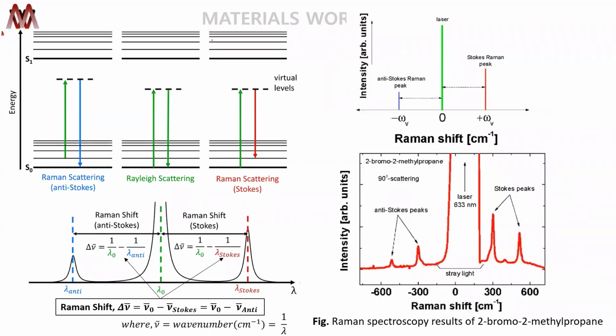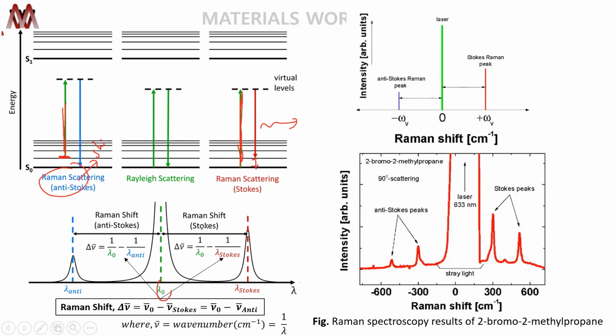Now, what we have observed: for Rayleigh, the excitation and the decay are the same, so there is no shift. For anti-Stokes, the atoms are already in an excited state, so it will be observed at higher frequency, or shifted to higher wave number. Higher energy means higher wave number. For Stokes, it is already grounded and has absorbed some of the energy, so it will be observed at lower frequency, so lower wave number.